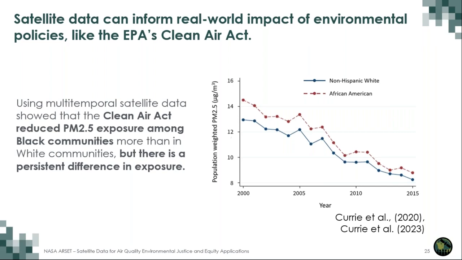This figure plots mean particulate matter 2.5 exposure by year separately for African Americans and the non-Hispanic white population. The gap between PM 2.5 for the two groups has remained constant since approximately 2007. And what the study shows was that despite the reductions that in an absolute sense had larger benefits for the Black population, there is a persistent difference in exposure between the populations.